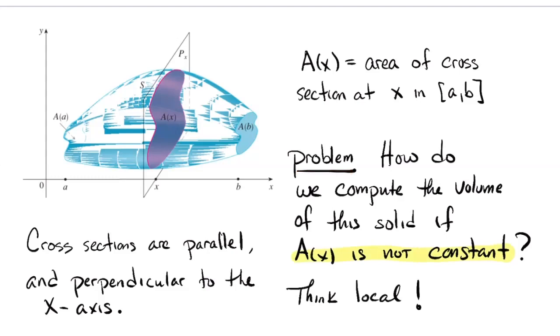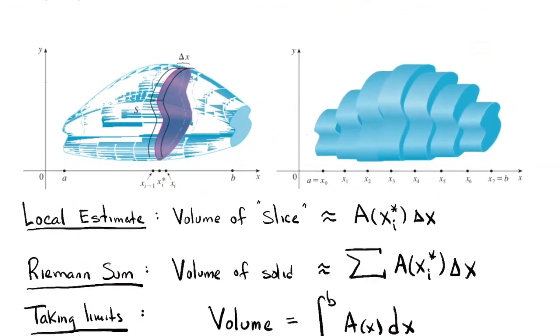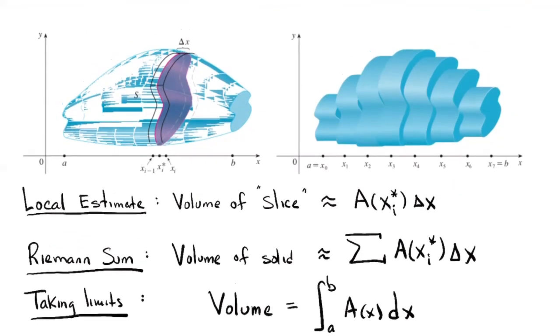If you don't change x very much, then a little slice of that object looks like a cylinder, and we can use the principle: the volume of a cylinder is the area of its base times its height. So here on the left, I've got the same picture, except you may have to zoom in a little bit. The author has thickened up the slice a little bit.